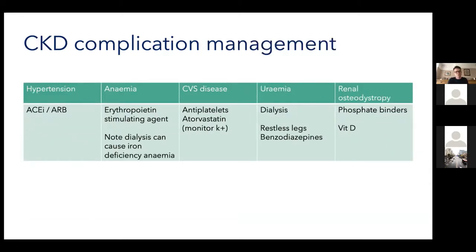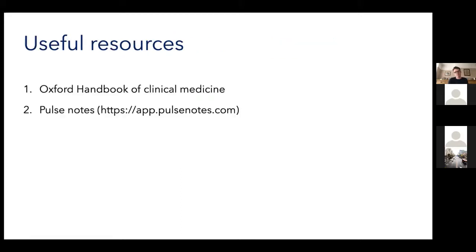So just a bit of a summary. You want to control your hypertension with antihypertensives. If you're anemic, you can give erythropoietin stimulating agent. And you want to control your cardiovascular disease. If they've got uremia, you want to dialyze them. For restless legs, benzodiazepines can be effective. And for your renal osteodystrophy, you want phosphate binders. You want to stop that breakdown of bone, you want to stop your osteoclasts breaking down bone. And you can give vitamin D to support that.